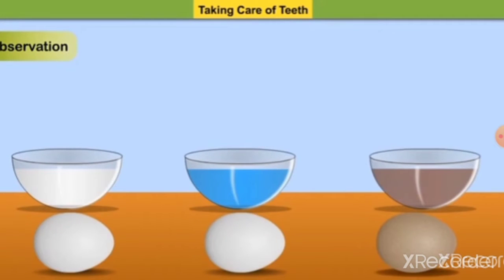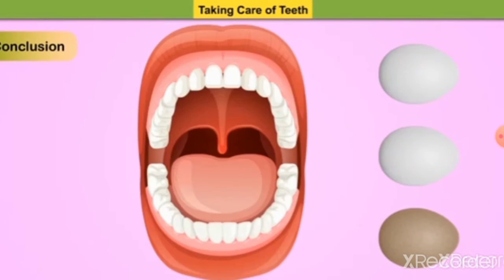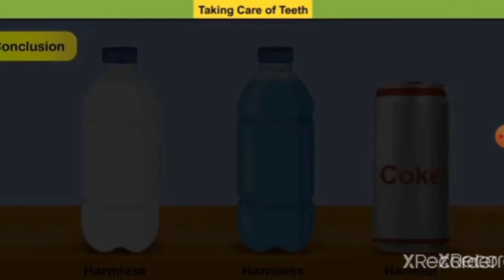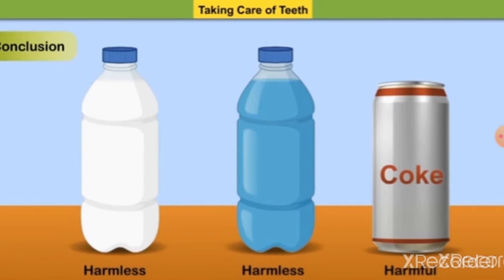Observation. You will notice that the shell of the egg in water and milk solution remains white, while the one placed in coke solution changes to brown. Comparing the eggshell with the surface of your teeth, we can conclude that water and milk are harmless, while coke is harmful for our teeth.